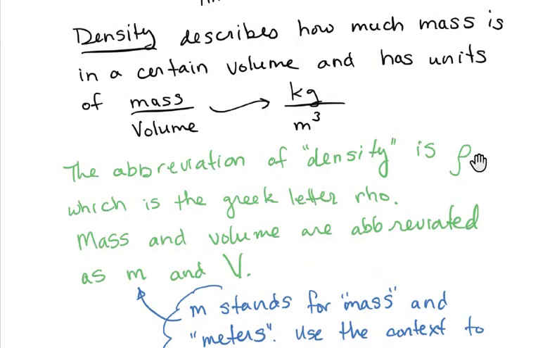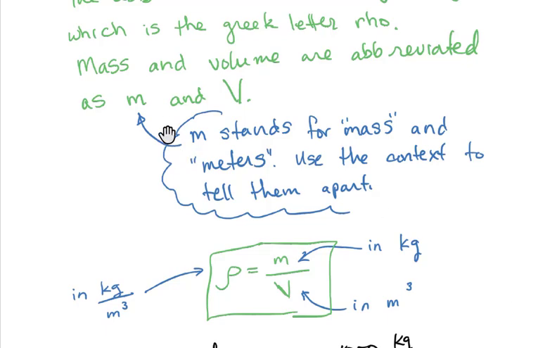The abbreviation of density is going to be this kind of curly looking p thing, and that's the Greek letter rho. And you can also abbreviate mass and volume as a lowercase m for mass and a capital V for volume. Now note that m looks like the abbreviation for meters as well. So you just need to use context to tell them apart. If the little m is being used as a label on a number, it's a unit. It's standing for meters. But if the m is in an equation and you're supposed to plug in a value for it, it's going to be standing for mass, and you're going to plug in a mass for it, like 3 kilograms.